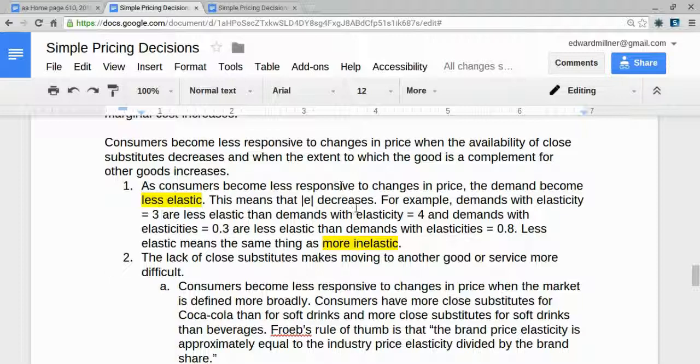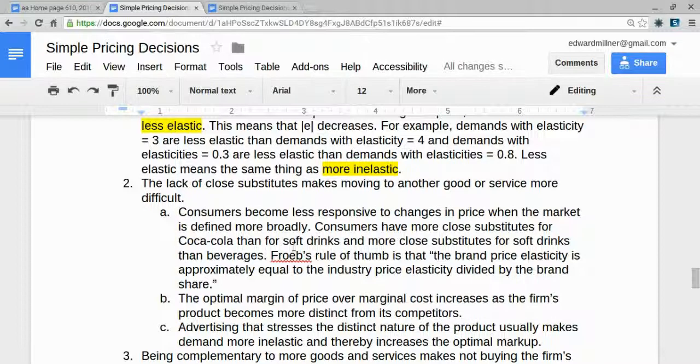As consumers become less responsive to changes in price, we say that demand is becoming less elastic. This means the absolute value of E is decreasing. Demands with elasticity of 3 are less elastic than demands with elasticity of 4. Demands with elasticity of 0.3 are less elastic than demands with elasticity of 0.8. Less elastic means the same thing as more inelastic.